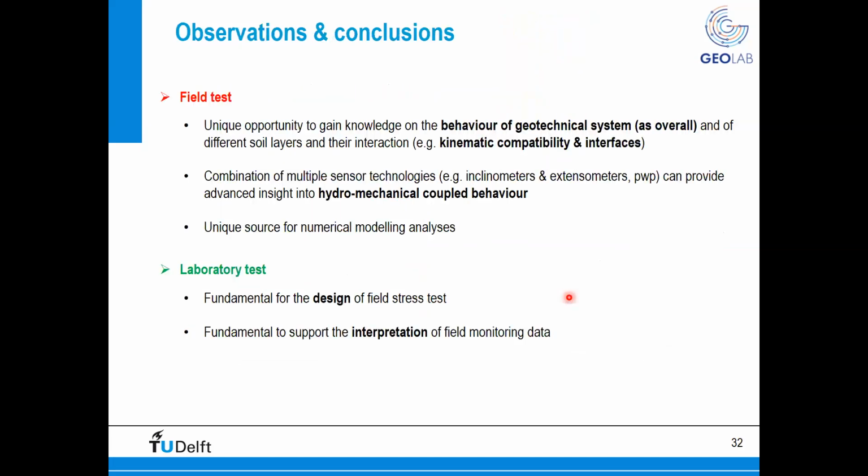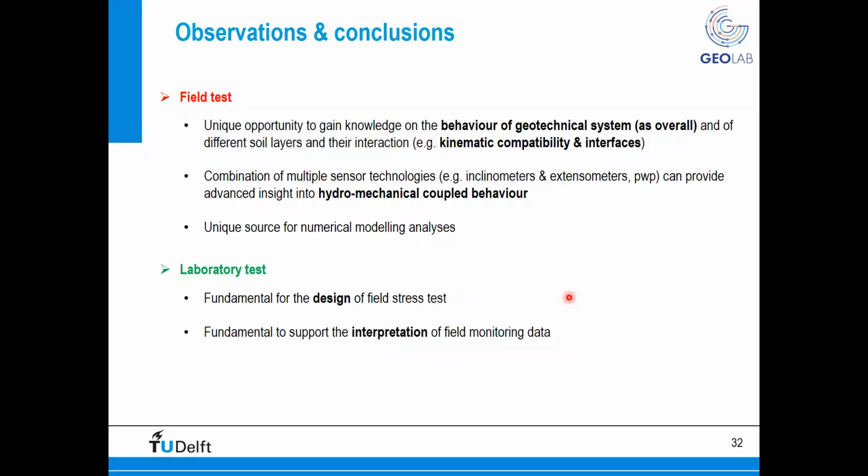Now, to conclude this presentation, the field test, in our opinion, is a unique opportunity to gain knowledge on the behavior of a geotechnical system as an overall, and in particular on the interaction between the different layers, and especially the kinematic compatibility at the interfaces between layers. But as Amin mentioned before, a combination of multiple sensor technology, inclinometers, extensometers, and pore water pressure can actually give you an insight on the coupled hydromechanical behavior. And at the same time it is a unique source of information for numerical modeling.